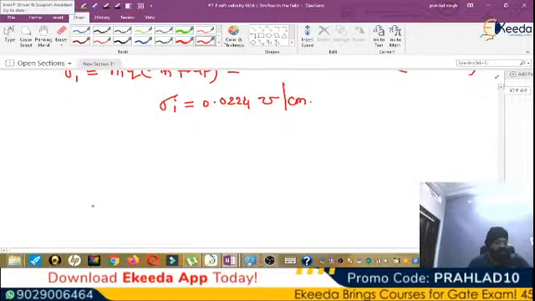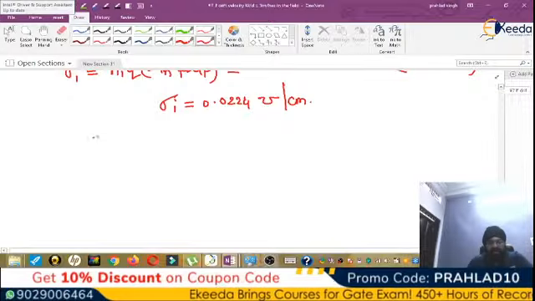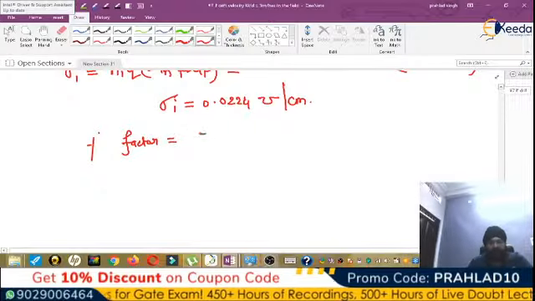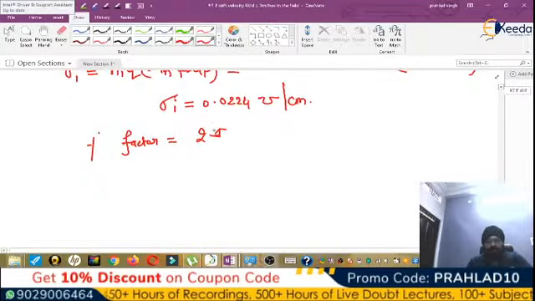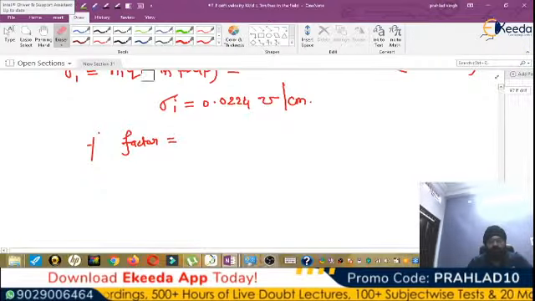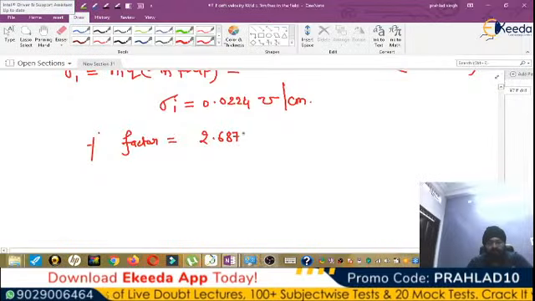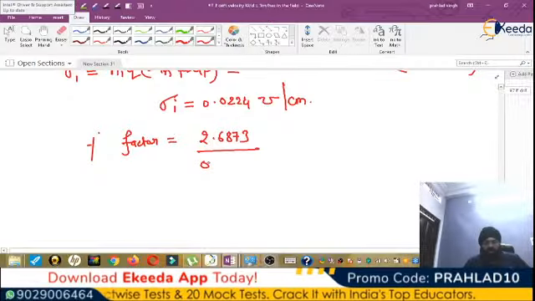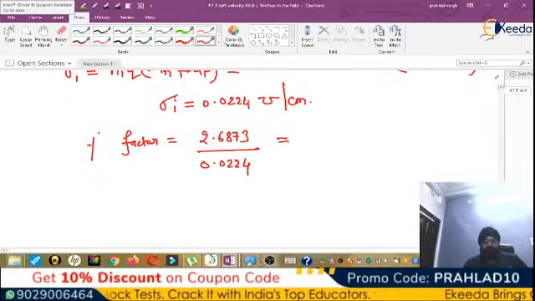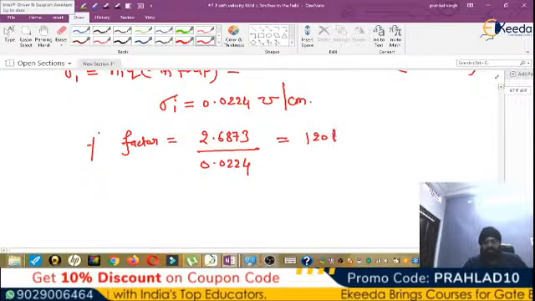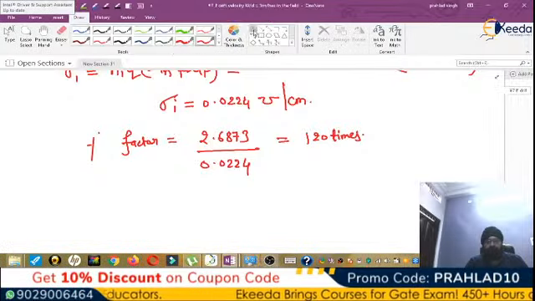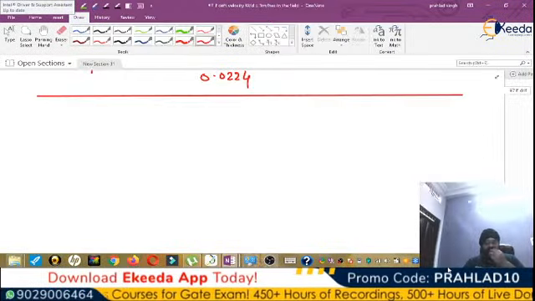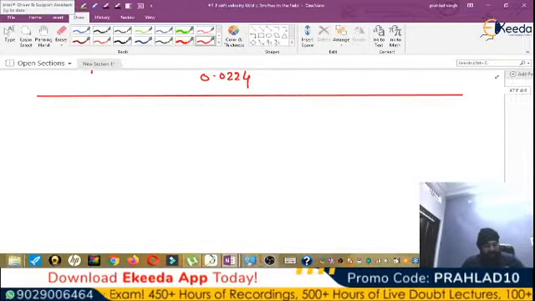And the question asked is how many times the conductivity will increase. So the factor by which the conductivity will increase is 2.6873 by 0.0224, and this answer is 120 times. So 120 times the conductivity will increase because of doping.